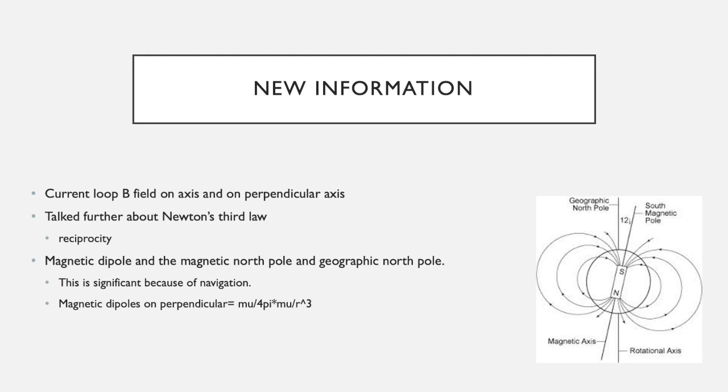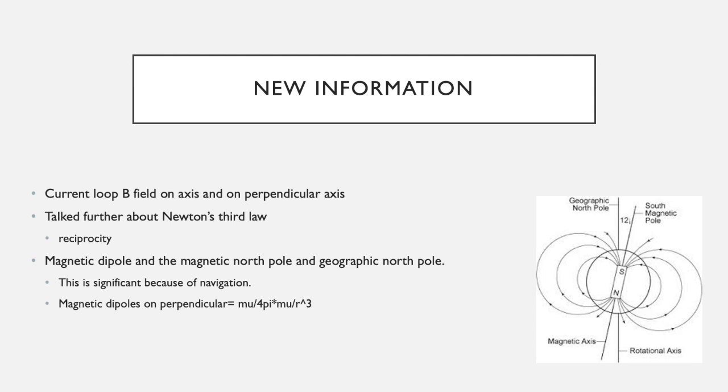Some topics that were not previously introduced to us include talking about the current loop B, field on axis, and perpendicular axis. Additionally, we talked further about Newton's third law and reciprocity. A new topic also included the magnetic dipole and the magnetic north pole and geographic north pole. This is significant because of navigation.